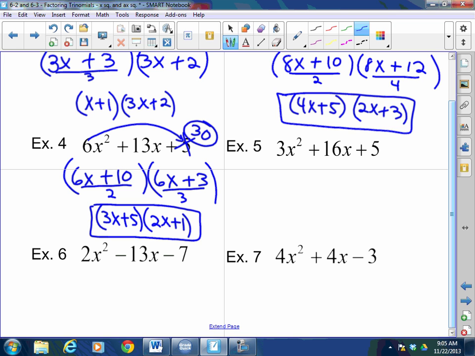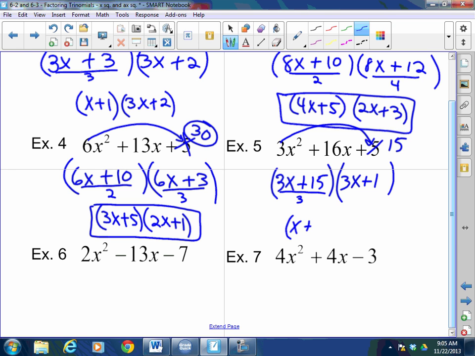Okay. I can't factor a GCF out of number 5. So I'm going to set up 3x, 3x, 3 times 5. My new C is 15. What times what is 15, but when added together is 16? 15 and 1, you guys rule. I can imaginary factor of 3. So I got x plus 5. And I got 3x plus 1.